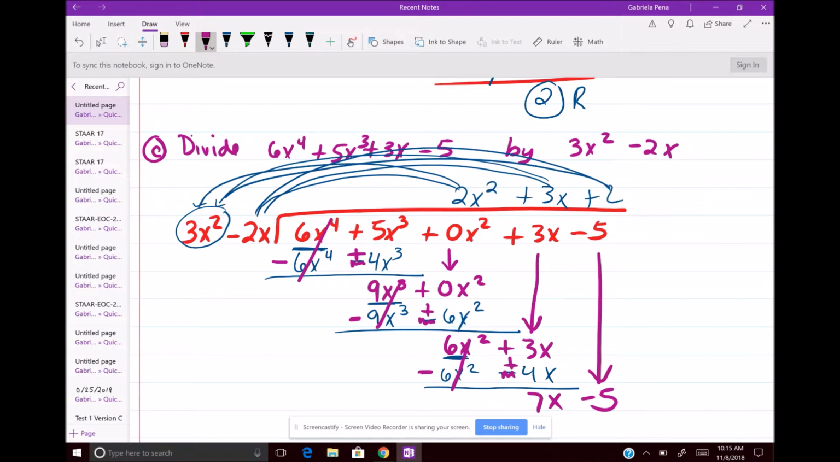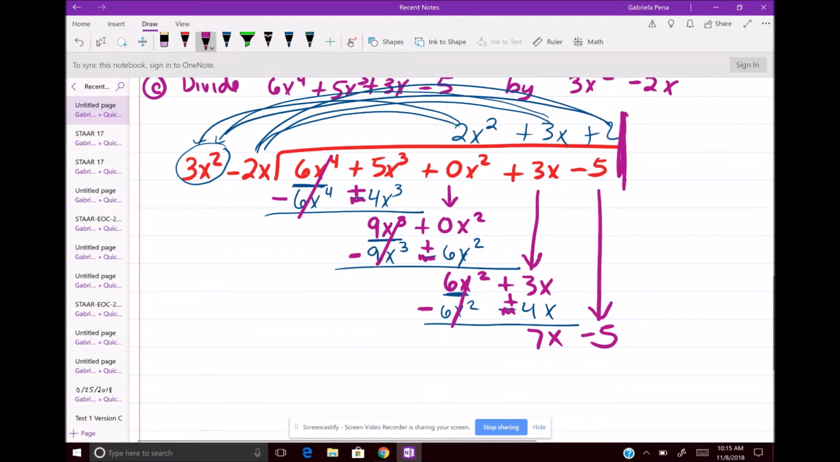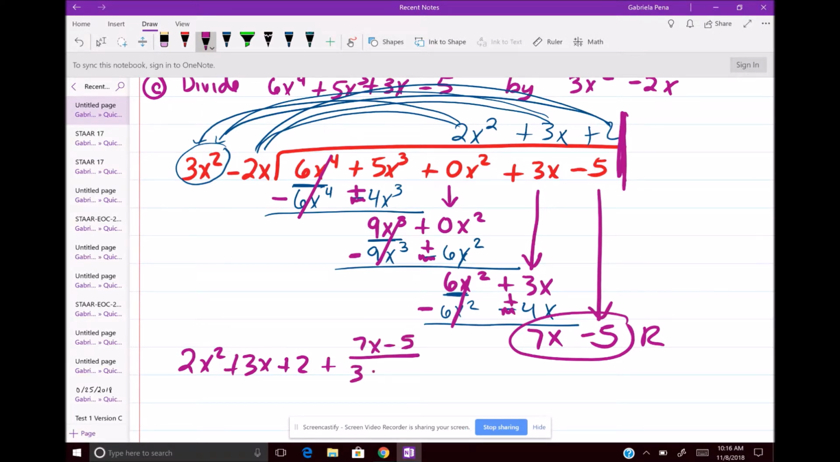But we come to this part. Is there anything, we've already reached the what here? The n. So this whole thing is your remainder. So that's why you need to start off by putting it in the right place, because that's how you know, boop, I can't go anymore. It stops right there. So the answer would be 2x squared plus 3x plus 2 plus 7x minus 5 over 3x squared minus 2x.